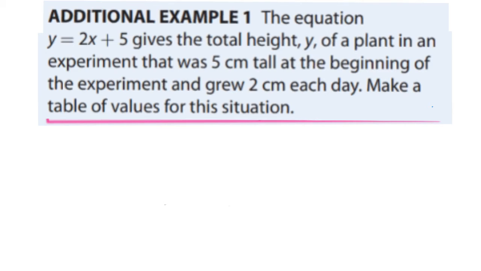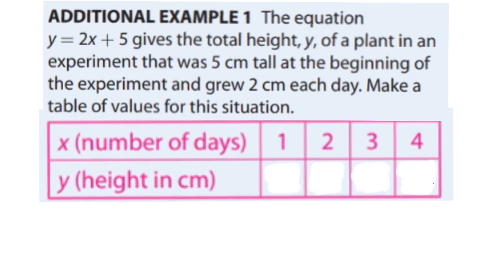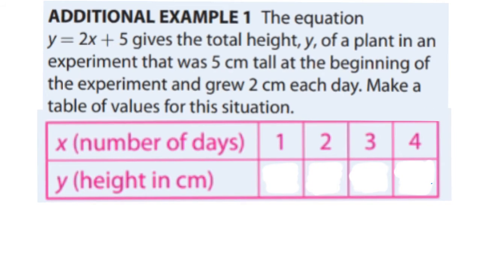And then you calculate the new height. So each day that passes is going to be X, and it's supposed to grow 2 centimeters every day. So you can measure the height. Make a table of values for this situation. Now I want to make sure that we all have the same table. So ta-da! Here's a table.